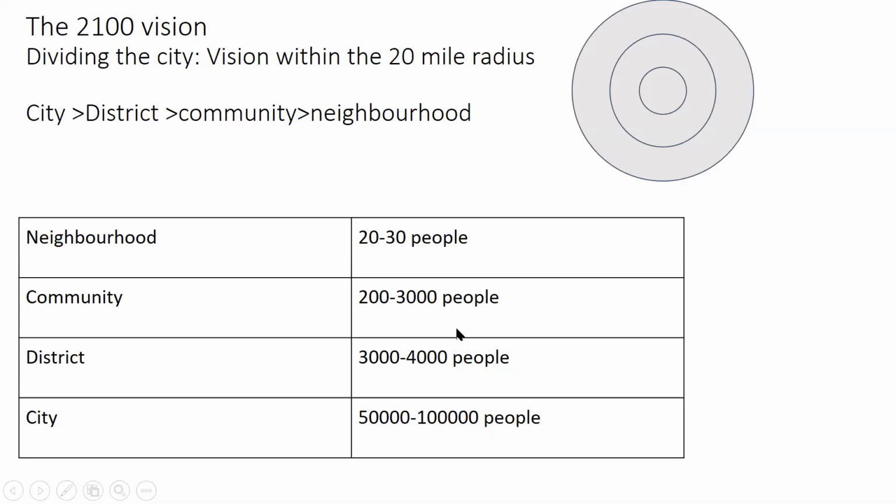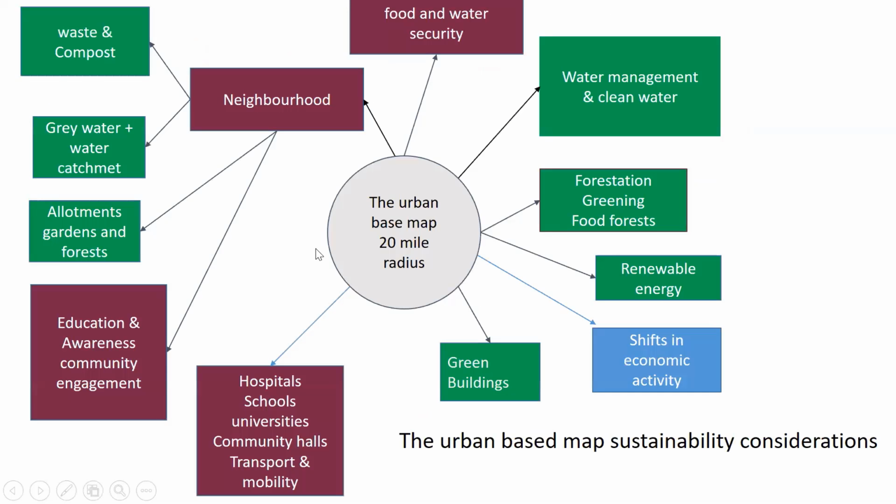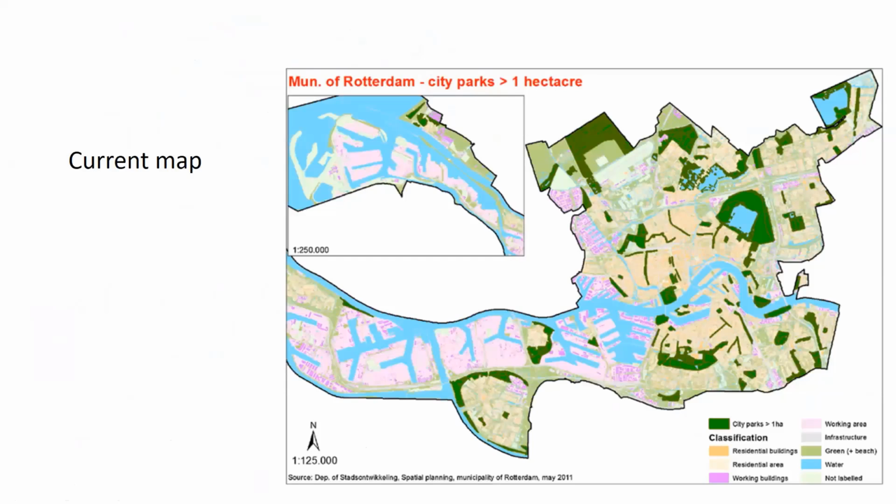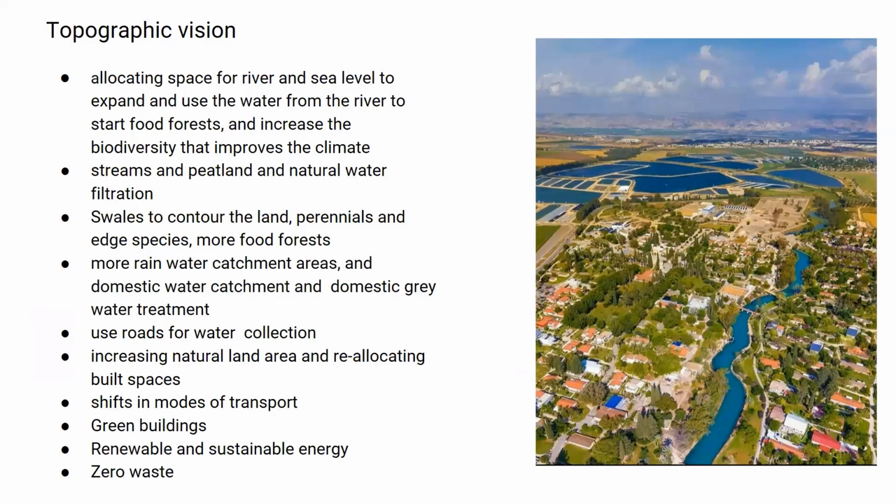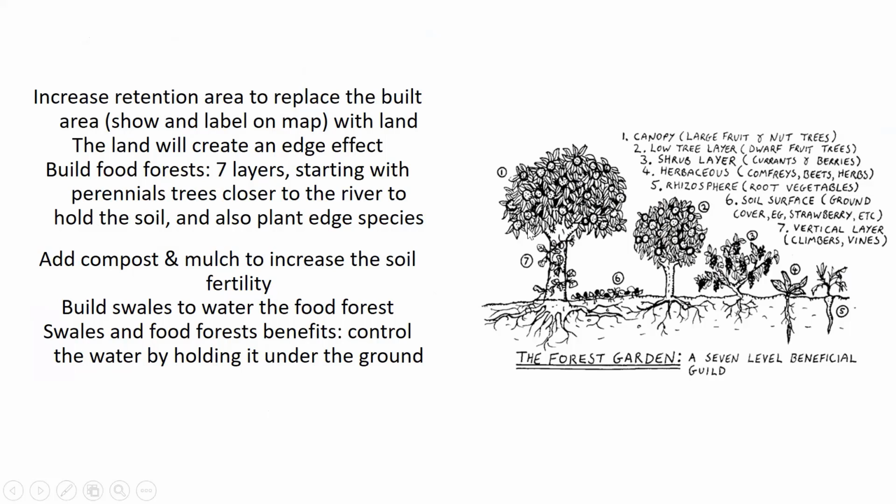So for the city of Rotterdam, in the topographic vision, we can allocate more space for the sea and sea level to expand and use the water from the river to start food forests. Now, in the food forest area, this means we can increase the retention area, basically the space to absorb water, to replace the built area with land. So instead of having built area, we leave it as empty soil. This will absorb more water.